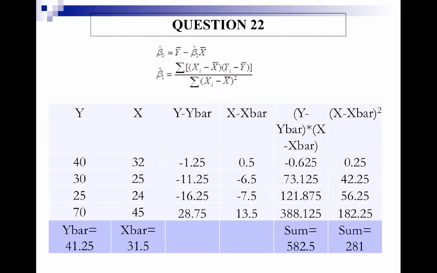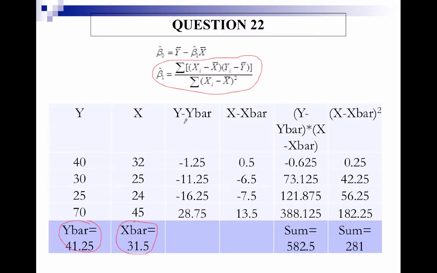Now, in order to calculate this, we need to use the formula for the slope, which is equal to the sum of (x minus x bar) times (y minus y bar) divided by the sum of (x minus x bar) squared. So the first thing we need to do is calculate the mean value of y and the mean value of x. We obtain these values by just taking the average of these four observations, dividing by 4, and the average of these four observations, dividing by 4.